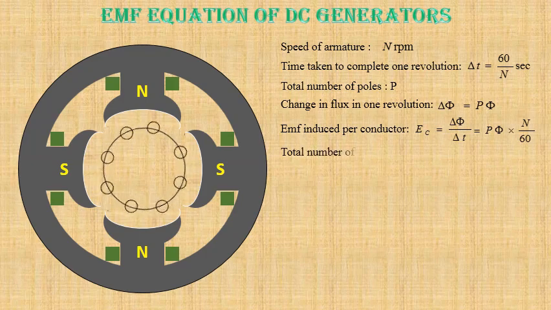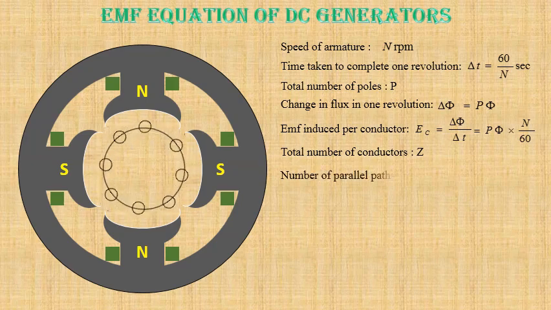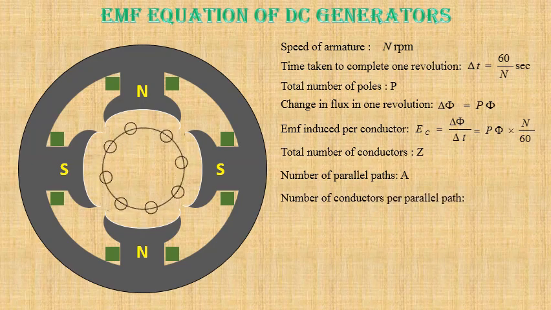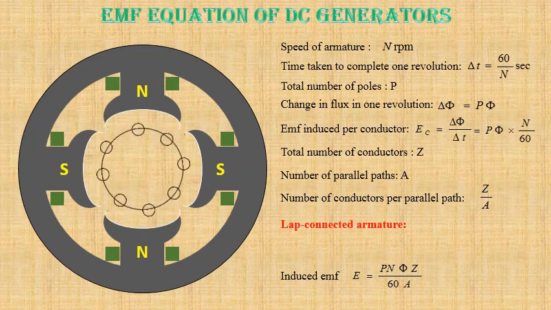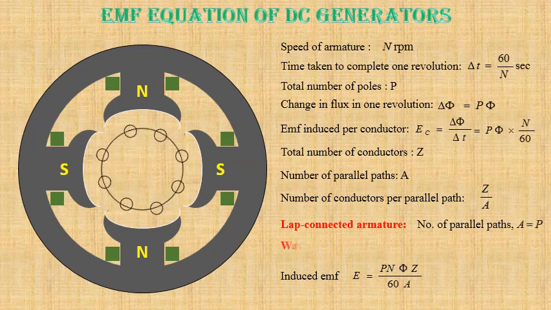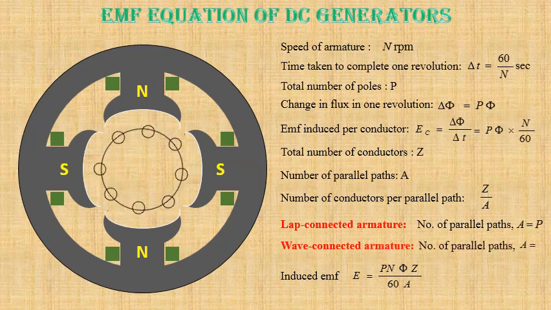If the total number of conductors be Z and the total number of parallel paths be A, then the number of conductors per parallel path will be Z by A. Therefore, induced EMF E equals P n phi Z divided by 60A. For a lap connected armature, the number of parallel paths A equals P, and for a wave connected armature, the number of parallel paths A equals 2.